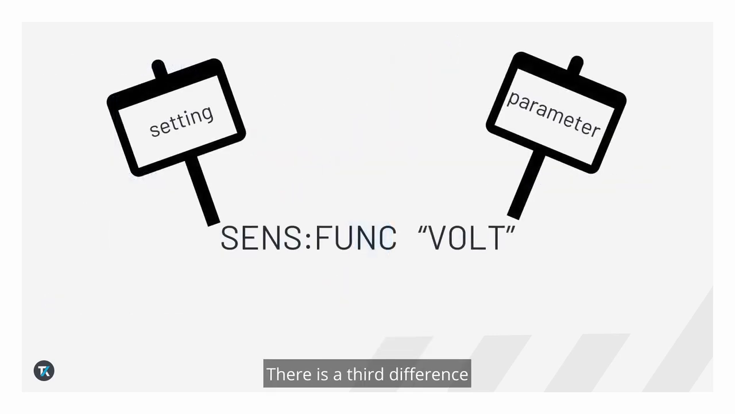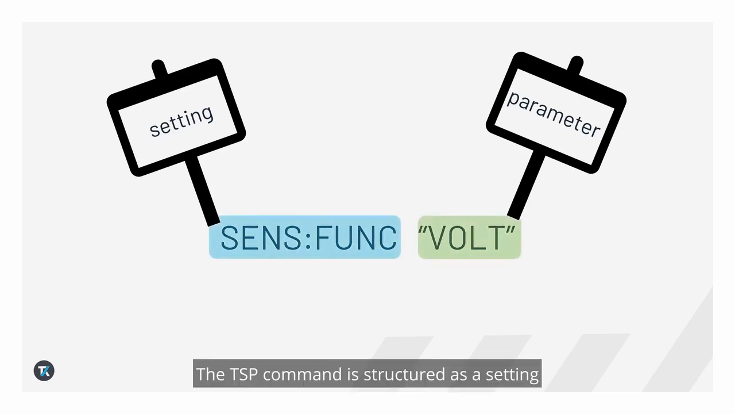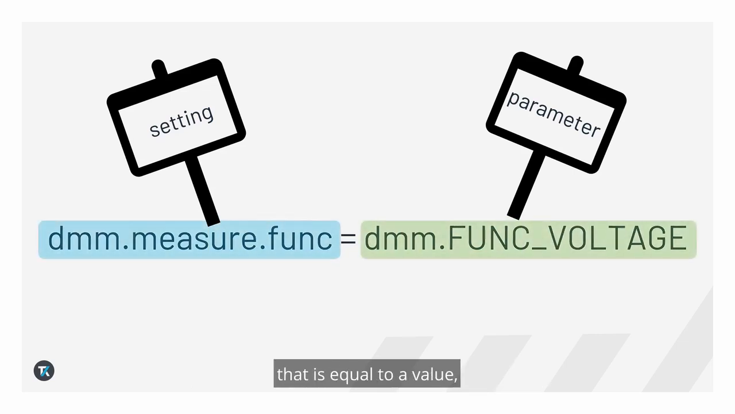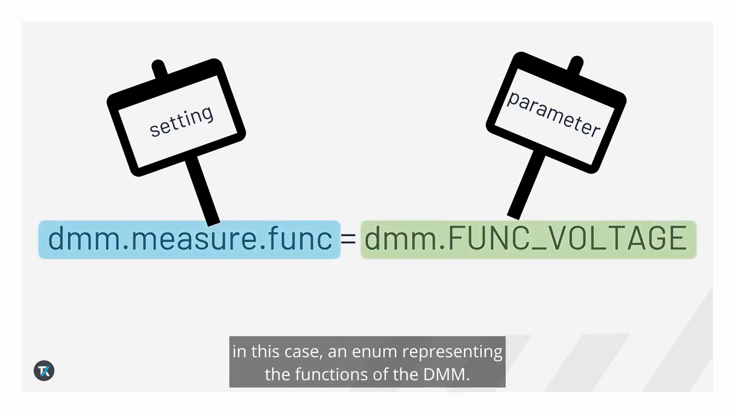There is a third difference that you may not have noticed at first. The SCPI command is structured as setting and then parameter. The TSP command is structured as a setting that is equal to a value, in this case an enum representing the functions of the DMM.